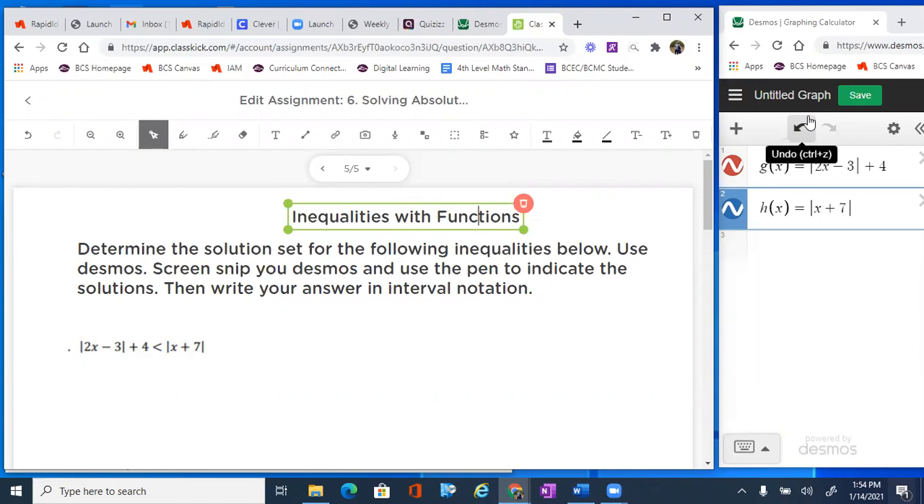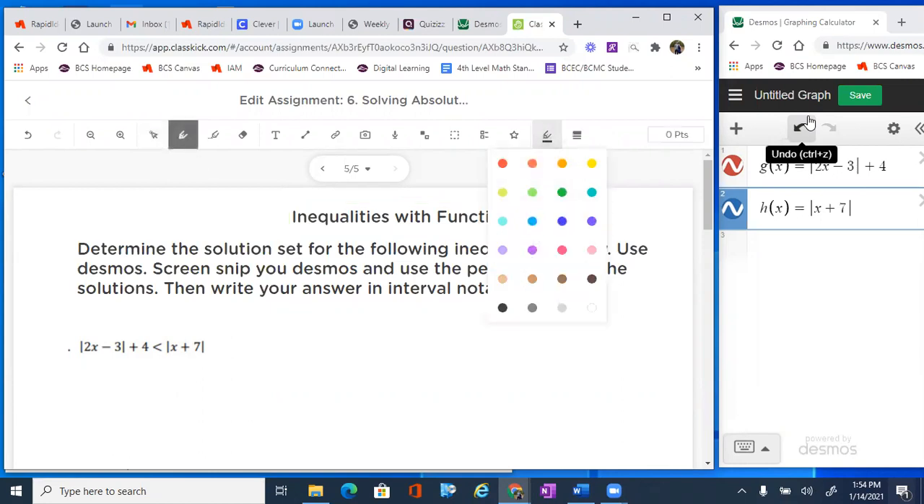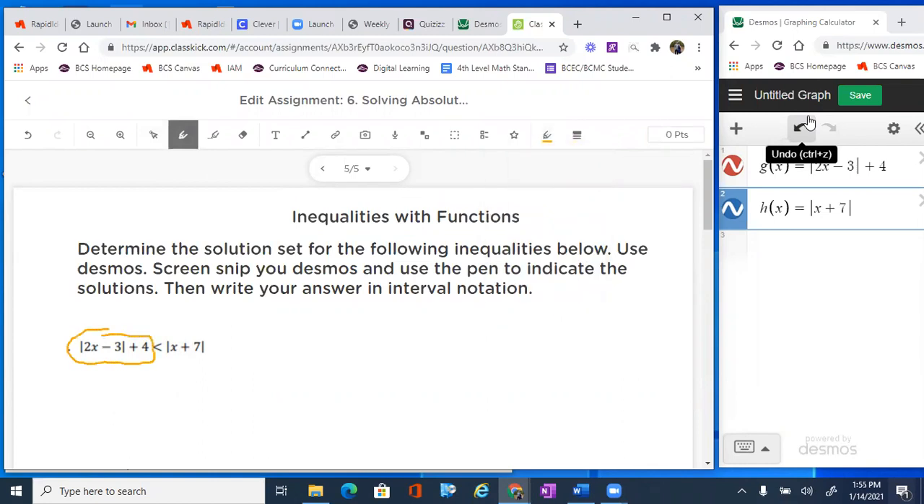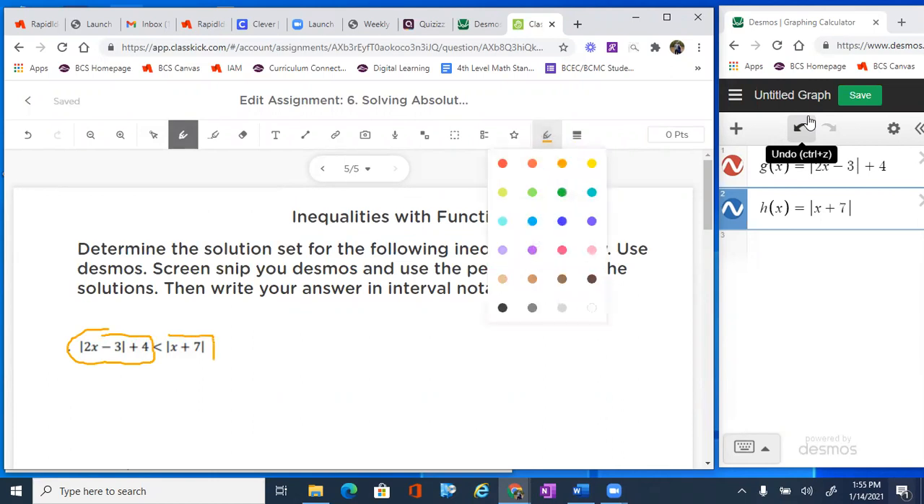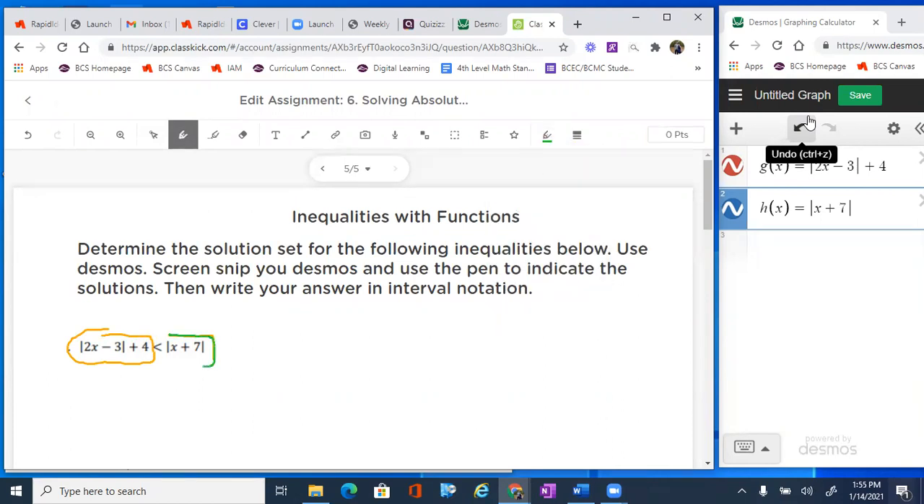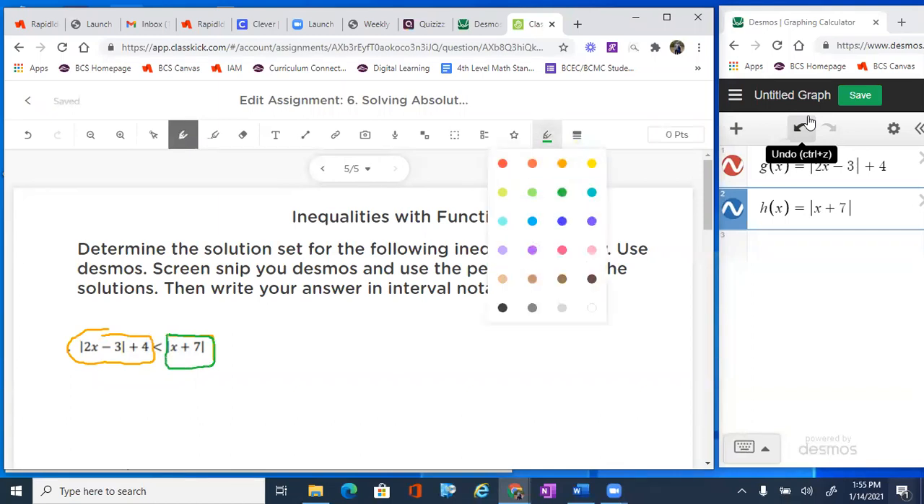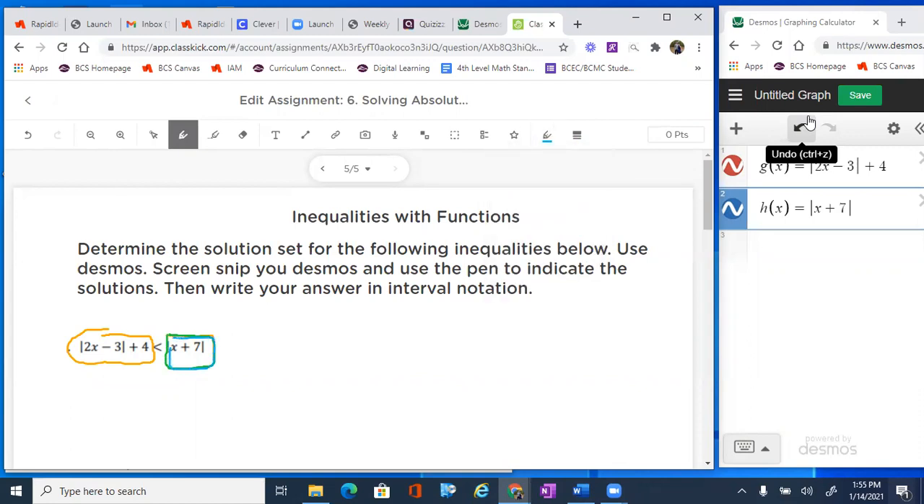So the first thing I want you to notice is we have two functions that are showing up. We have one over here on the left, and we want to find out when it is less than the one over here on the right. All right, so let's go ahead and indicate that. It says the absolute value of 2x minus 3, and then we're going to add 4 to that.